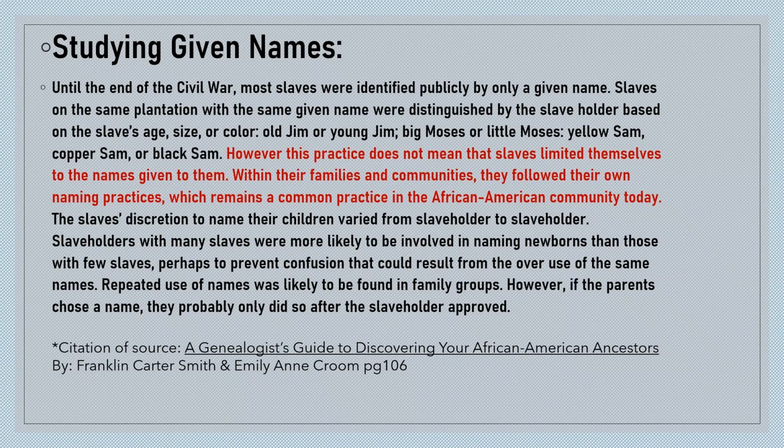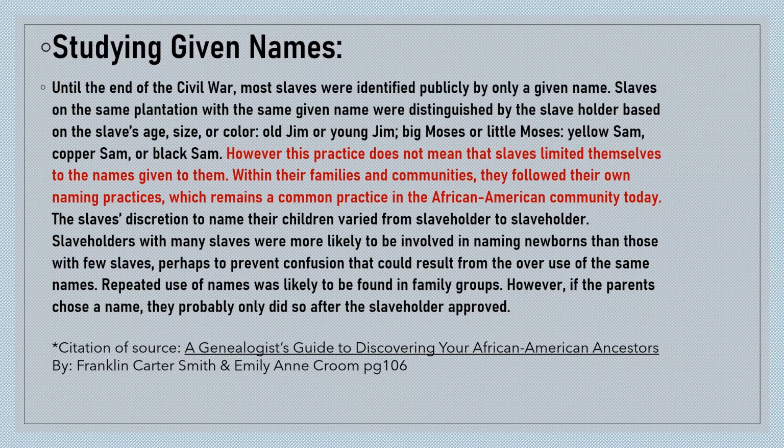Until the end of the Civil War, most slaves were identified publicly by only a given name. Slaves on the same plantation were distinguished by the slaveholder based on the slave's age, size, or color. Old Jim, Young Jim, Big Moses or Little Moses, Yellow Sam, Copper Sam, or Black Sam. However, this practice does not mean that slaves limited themselves to the names given to them.